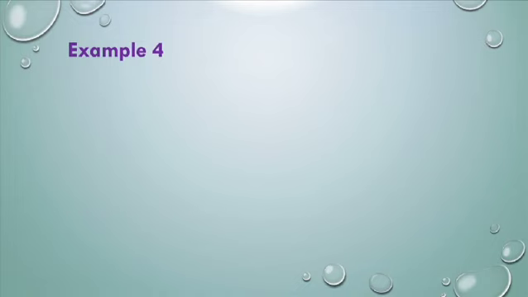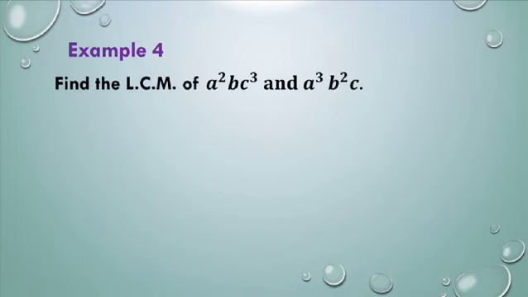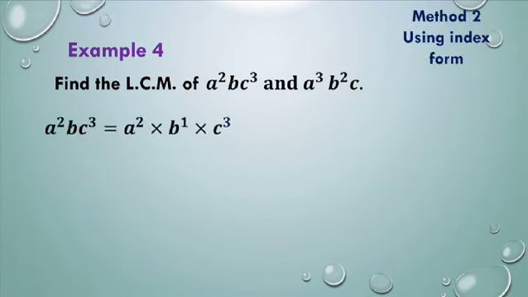Next example, find the LCM of a²bc³ and a³b²c. So here we use the method of index form. a²bc³ can be written as a² times b to the power of 1 times c to the power of 3. a³b²c can be written as a to the power of 3 times b to the power of 2 times c to the power of 1.